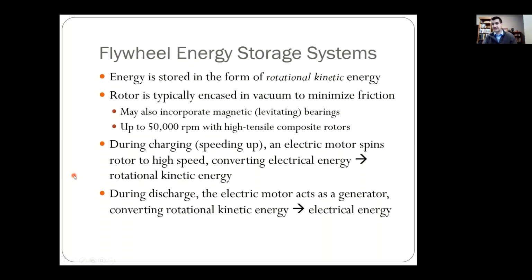Obviously, there are some losses associated with that. It's not a perfectly efficient machine. So you're taking energy from the electric grid, converting it into rotating kinetic energy, and there's going to be some losses associated with that transfer. And then when you want to, you convert that rotating kinetic energy back into electricity and put it back on the grid. But there's going to be some efficiency losses with that.